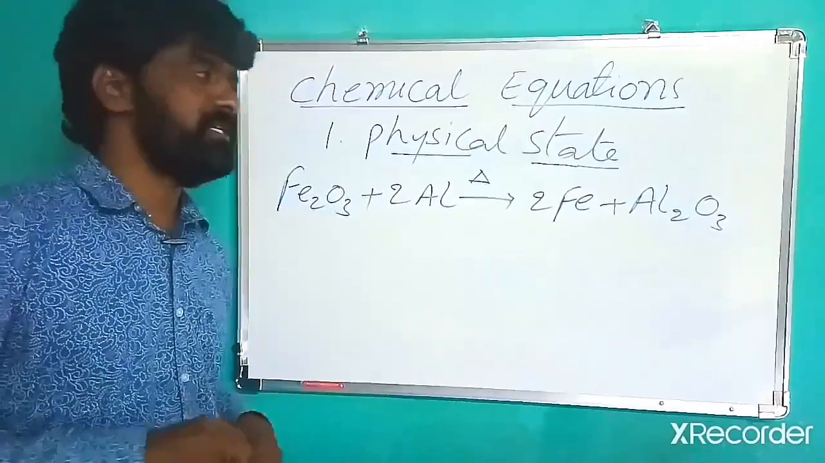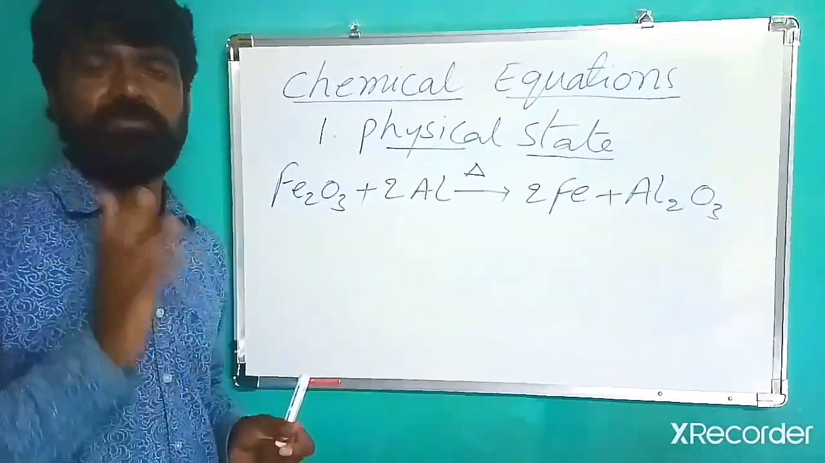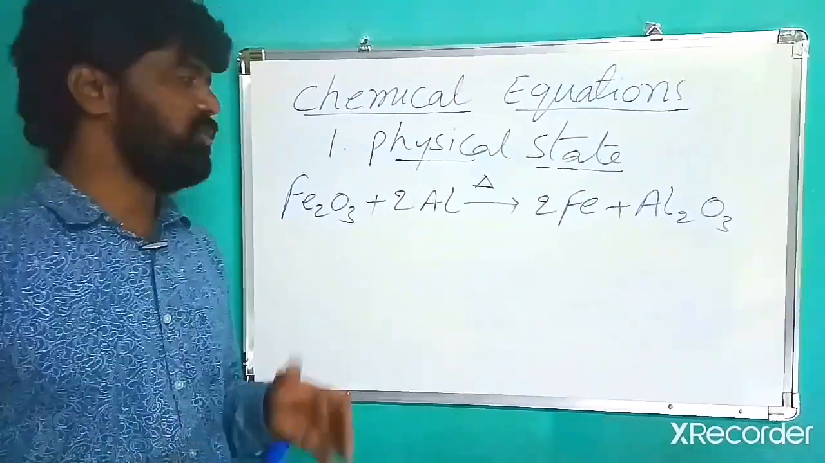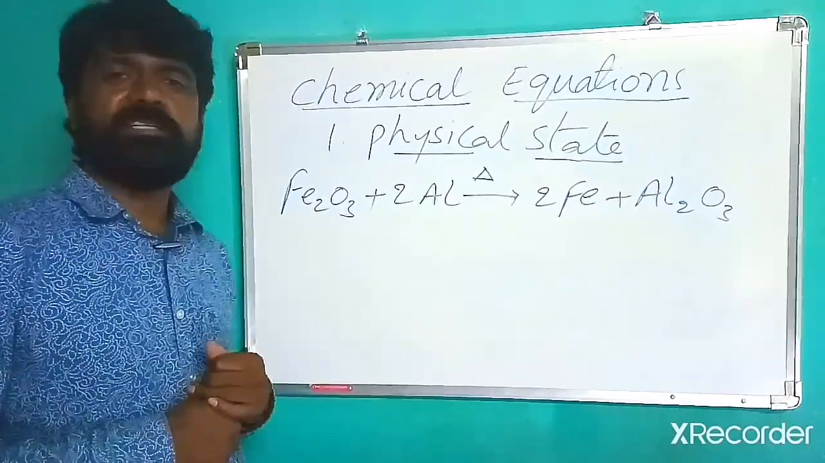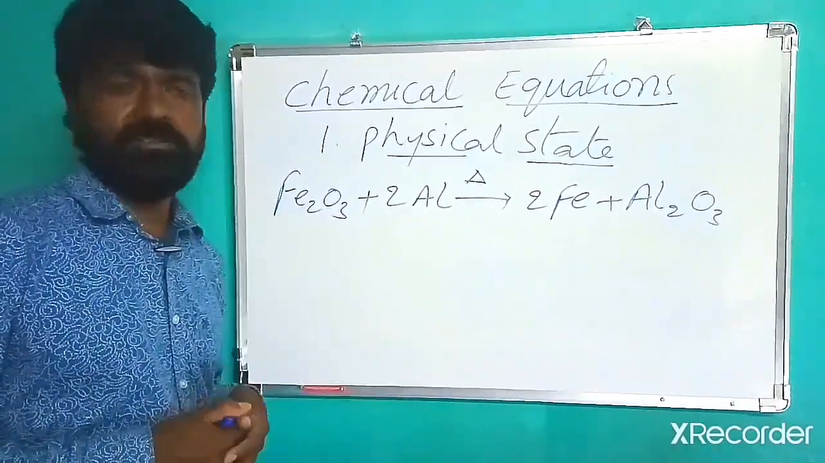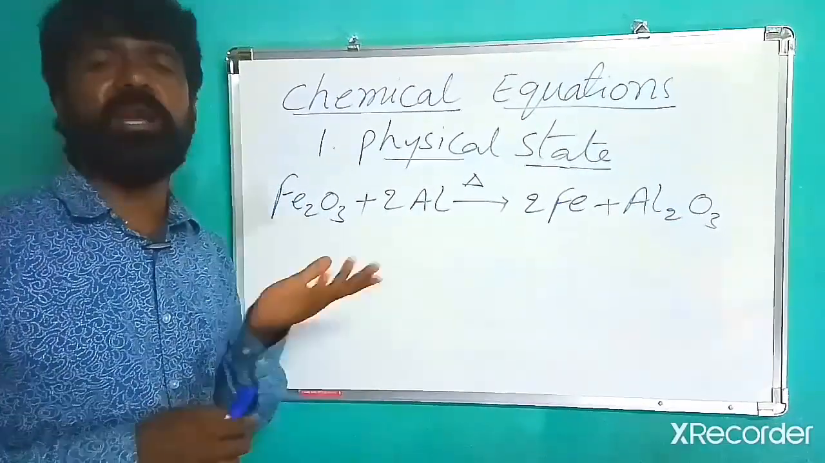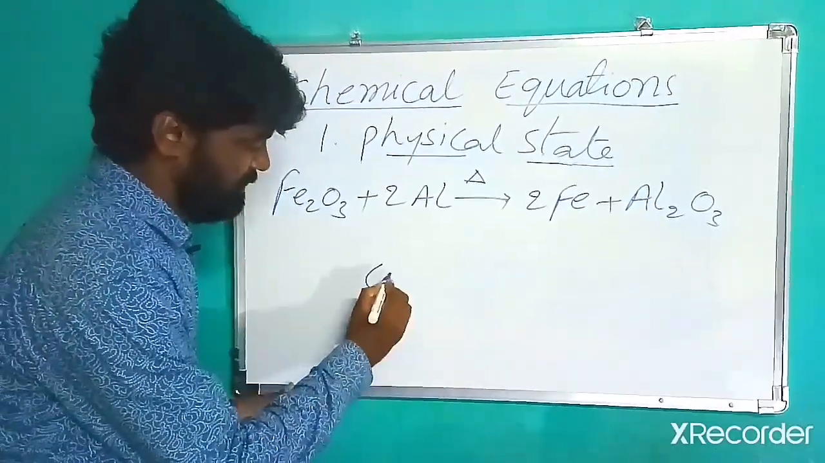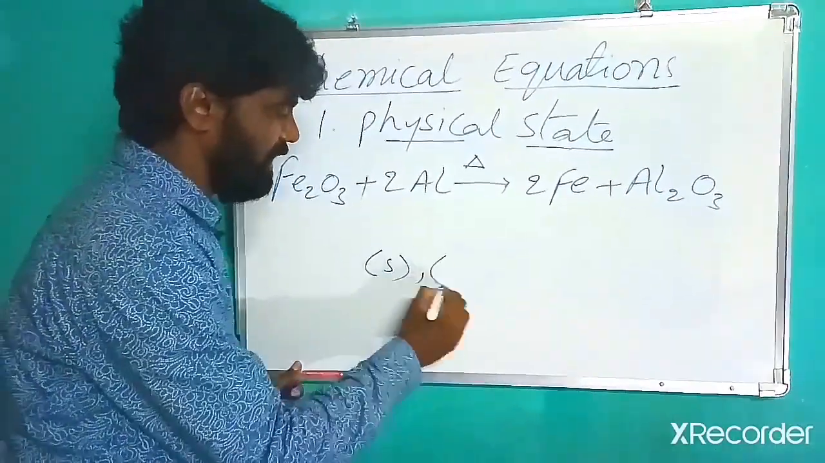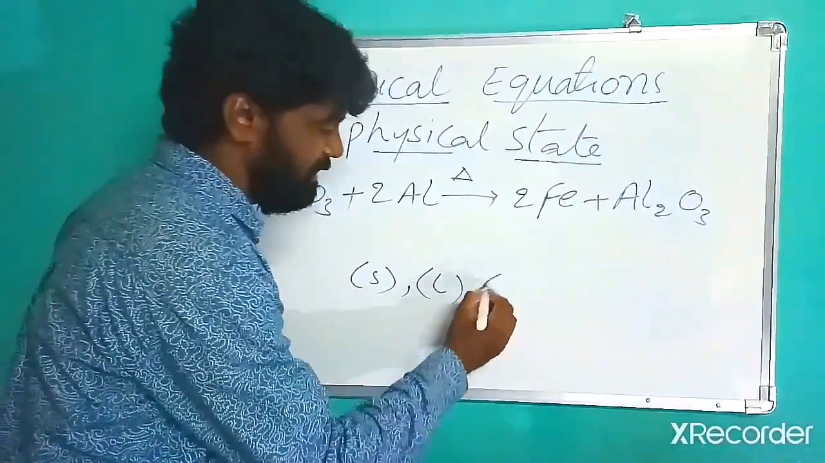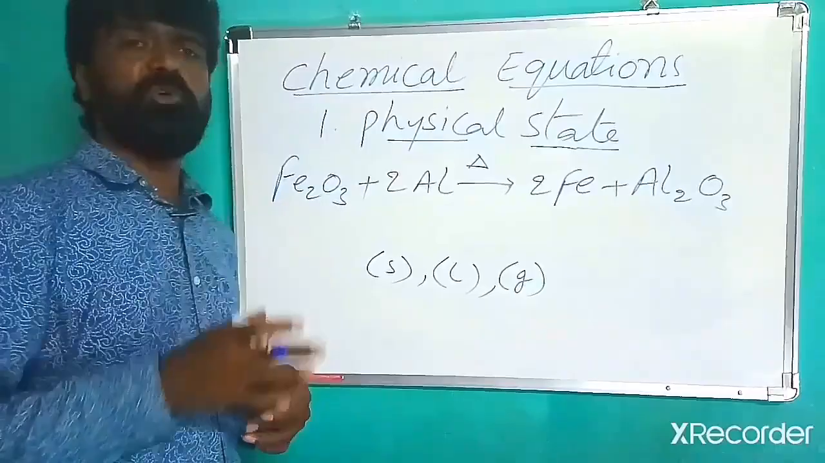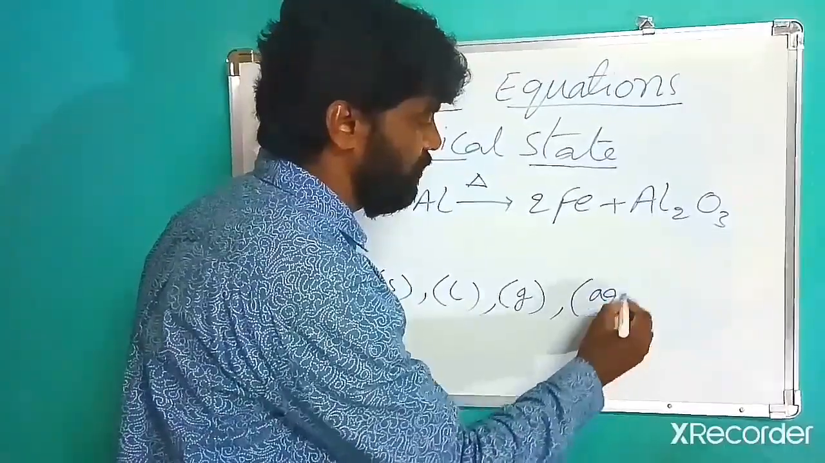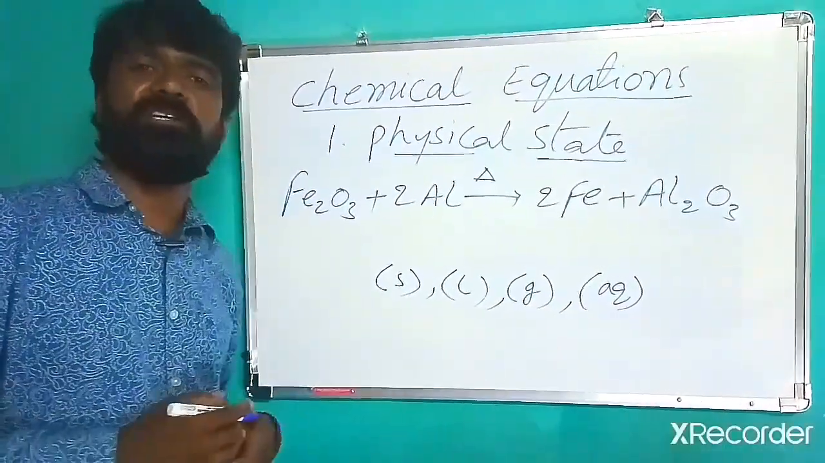We know that substances are in three states. The first one is solid, the second one is liquid, and the third one is gas. So here we have reactants and products. Are they solids, liquids, or gases? We have to represent that. We represent solids with S within brackets, liquids like this, and gases like this. If any substance is in a solution in water, it is denoted by aq within brackets, that is aqueous solution.